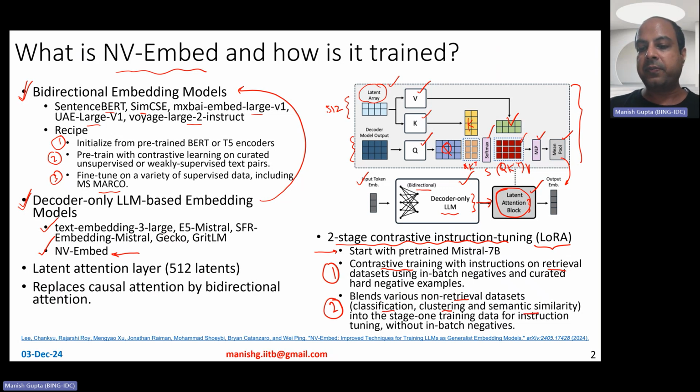Okay. So they do not do any in-batch negative sampling. Okay. So basically two stages. The first stage is essentially the retrieval stage, contrastive training, but with the in-batch negatives and curated hard negative examples. And the second one is basically a mixture of four different kinds of tasks: retrieval, classification, clustering, and semantic similarity, but without any in-batch negatives.